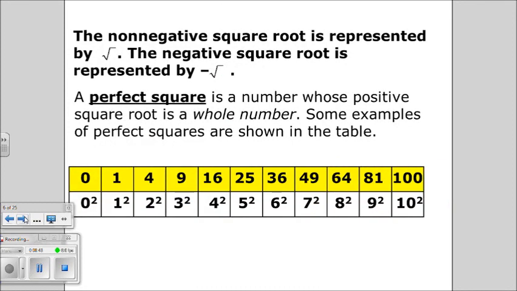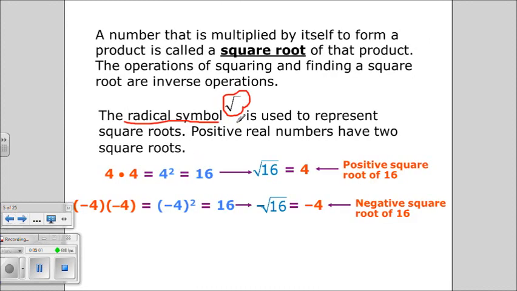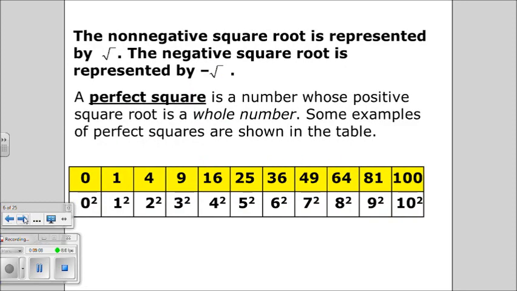But we will explain later what the situation is if we have the square root of a negative number. Now, the non-negative square root is represented by the radical symbol. The negative square root is represented by the negative sign with the radical symbol.